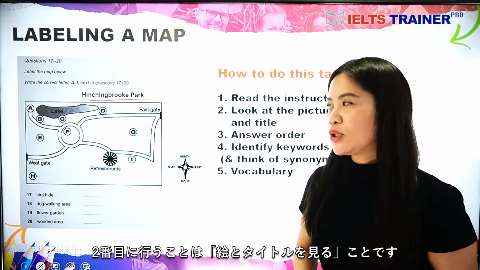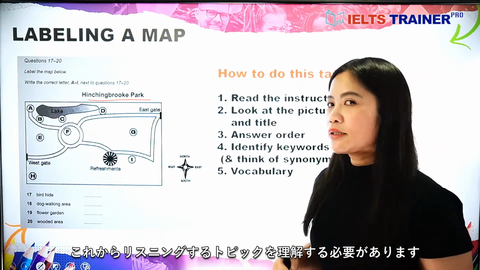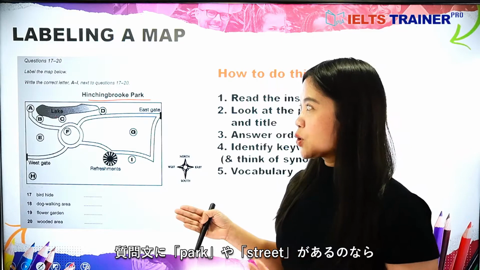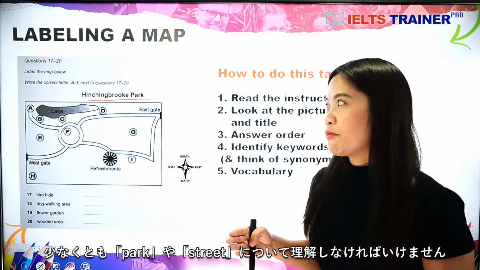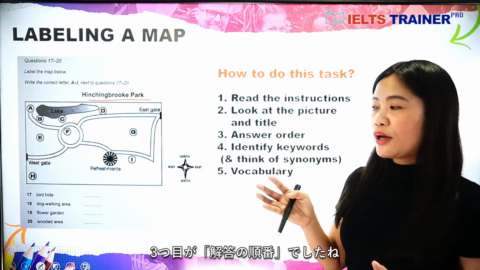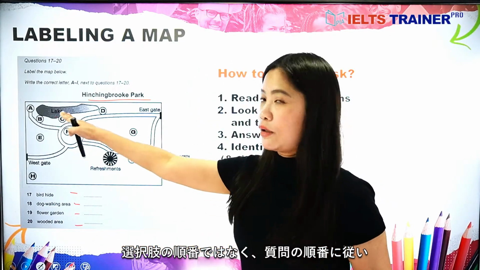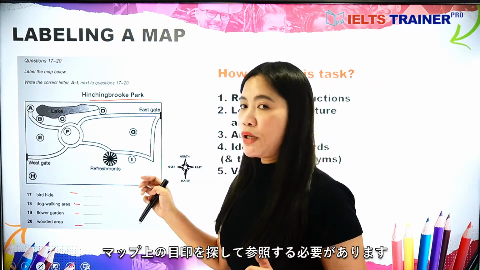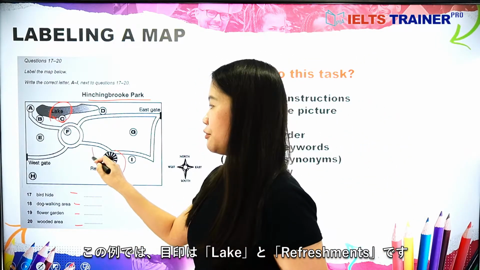And the second thing you need to do is to look at the picture and title. You need to understand the topic you are going to listen to. If you see words like parks, streets on the question, then you should at least understand that the listening is about streets and parks. The third one is answer order. You have to follow the order of the questions and not the order of the options, and search for a landmark on the map to be your reference. In this example, the landmarks are lake and refreshments.